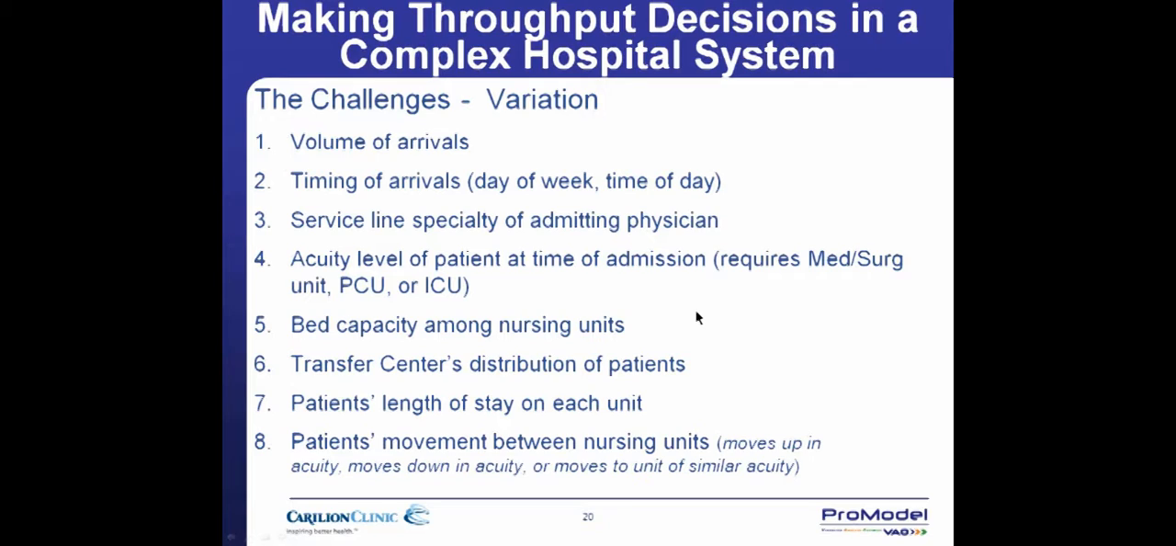Speaking of hopping between units, variation point number 8: patients move between units. They could go up in acuity. They could go down in acuity. They could go laterally to a unit of similar acuity also. And then compound this variation problem by the fact that this is happening to approximately 340 patients all simultaneously. So one quickly comes to the conclusion that this problem cannot be solved using standard spreadsheet analysis.